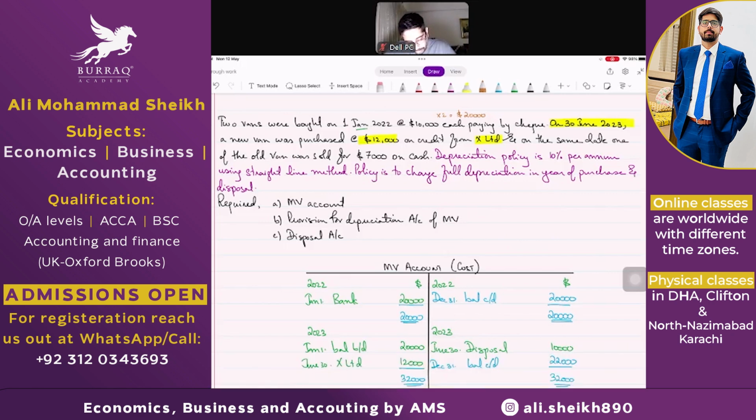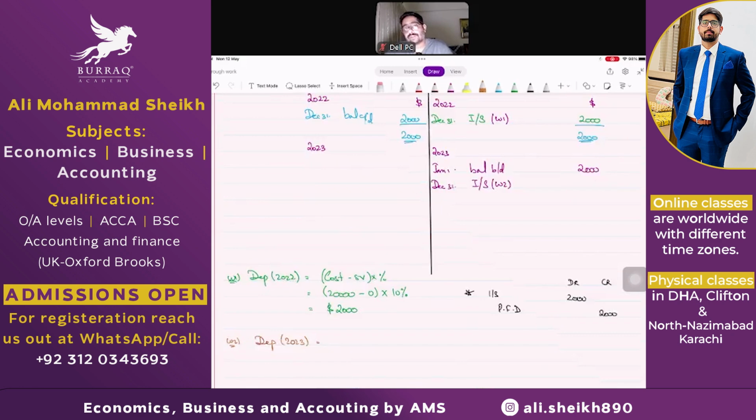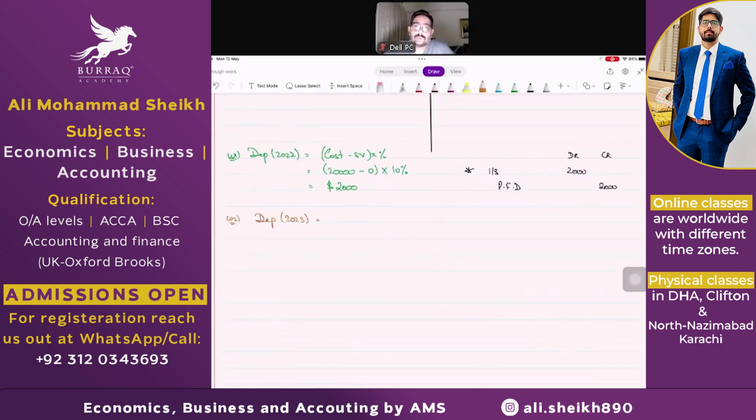So in 2023 you had 2 different sets of motor vans. One, 2 which were bought in 2022. So I am working using 2 different motor vans which were bought in 2022. The formula would be the same. $20,000 minus 0. There was no scrap value, into 10%. You will get $2,000. And one motor van which is bought in 2023 with the cost of $12,000 minus there is again no scrap value into 10%, $1,200 of the new van.